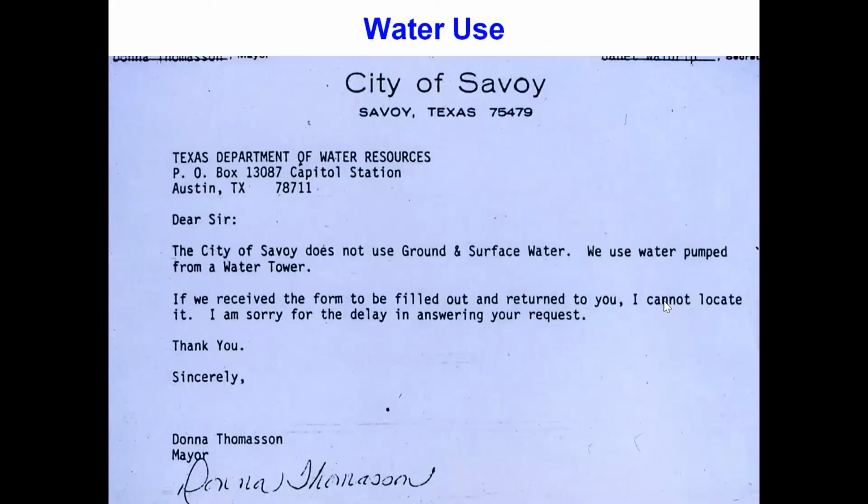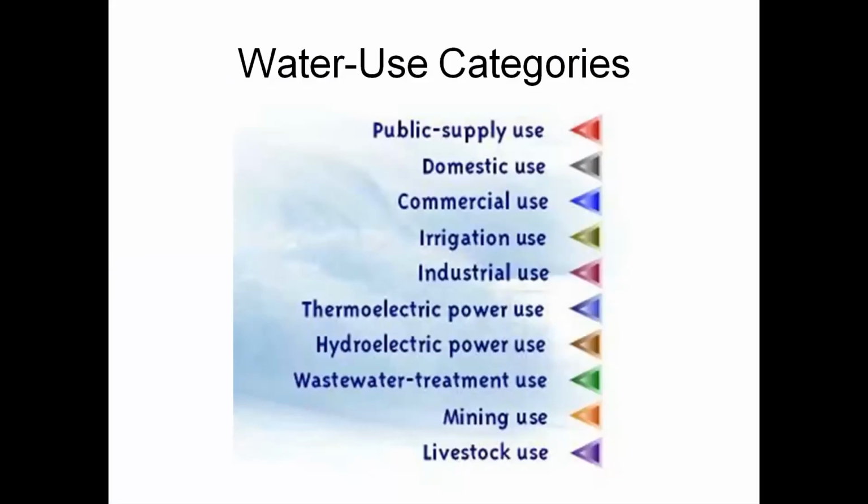This is an example of a misunderstanding of a water source. This is an actual, very old letter. It's about 40 years old, probably, regarding a letter in response by the mayor of the city of Savoy, Texas, that says the city of Savoy does not use ground and surface water. We use water pump from a water tower. So that's an example of a misunderstanding. I assume that shortly after that, the mayor realized that the water in that water tower had to come from somewhere else. But I think it's kind of humorous.